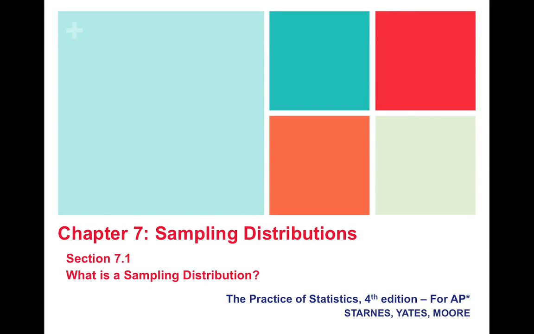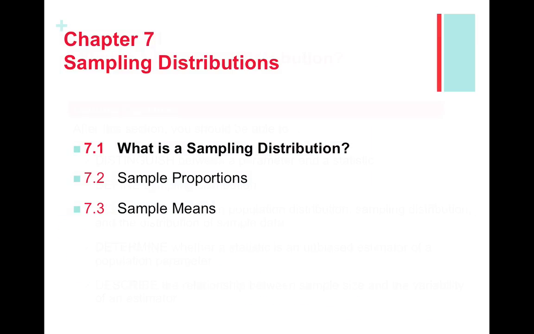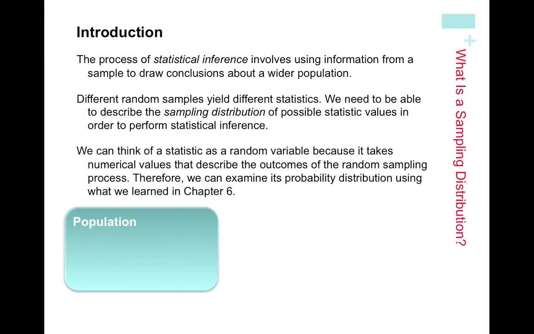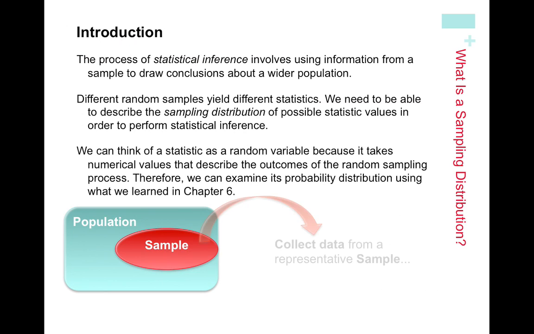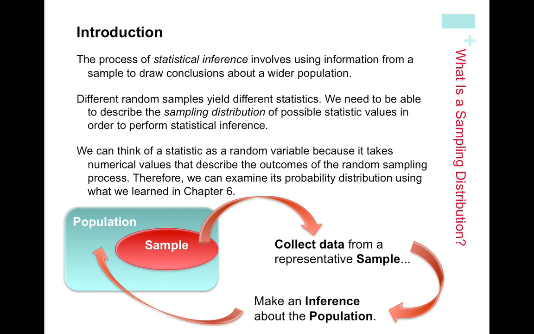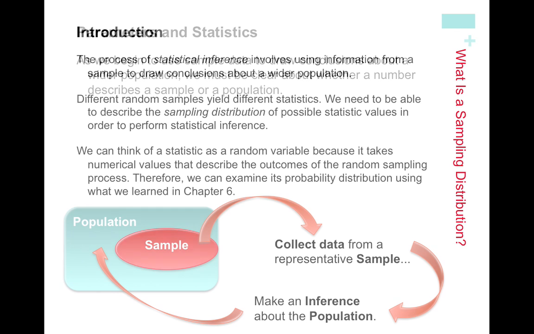All right, Chapter 7, we talked about sampling distribution. So here's the first part of Chapter 7. Basically, the big idea here is that when we do statistical inference, so when we did our confidence intervals and hypothesis tests, we were taking data from a sample and going back to the population.